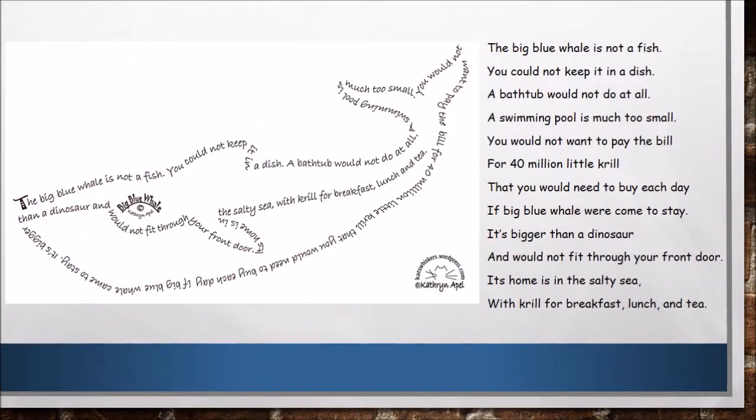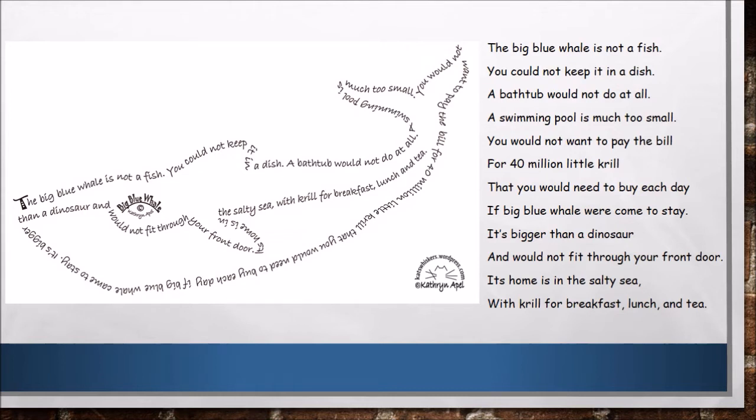Now, some shape poems can rhyme, so this is a really fun example of a shape poem that rhymes. So when you're looking at it, you know it's going to be about a whale, and it's called Big Blue Whale. You can see that in the eye of the poem. The big blue whale is not a fish. You could not keep it in a dish. A bathtub would not do at all. A swimming pool is much too small.